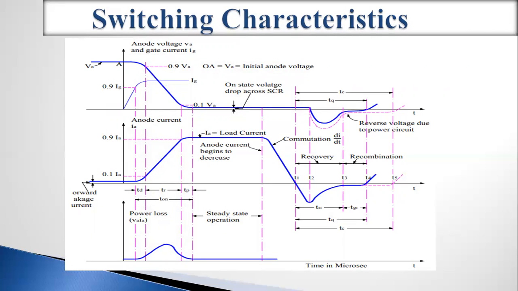Next we are talking about the spread time. During the spread time, the anode current is increasing from 90% to 100%, and the anode voltage is decreasing from 10% to its initial value. So this is all about the concept of the turn on time.